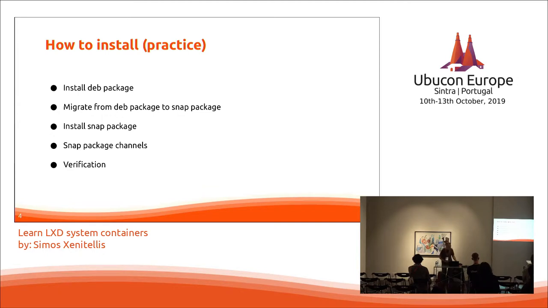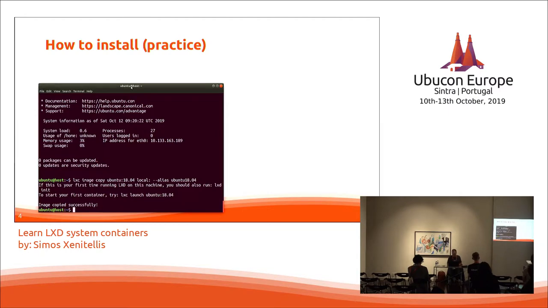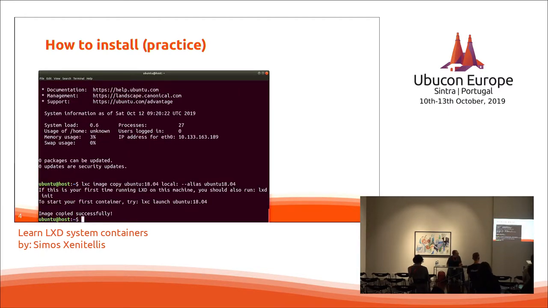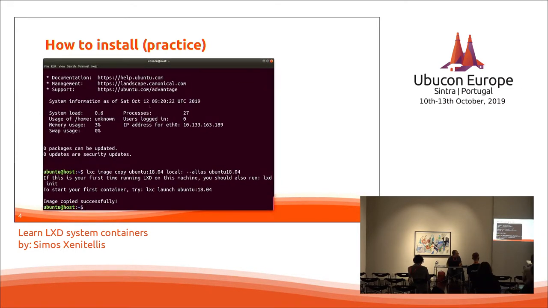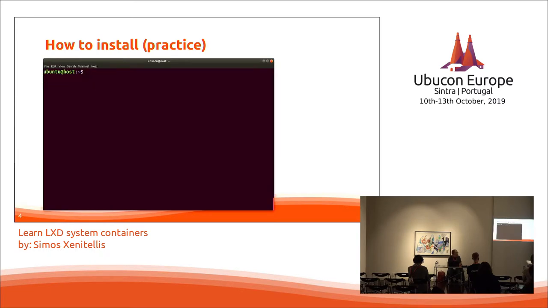Okay, let's do some practical stuff. Here is a terminal window of a Linux version. How do we find the version of our Linux if it is Ubuntu? We run this command. So this is 18.04.3. It is the latest LTS version.